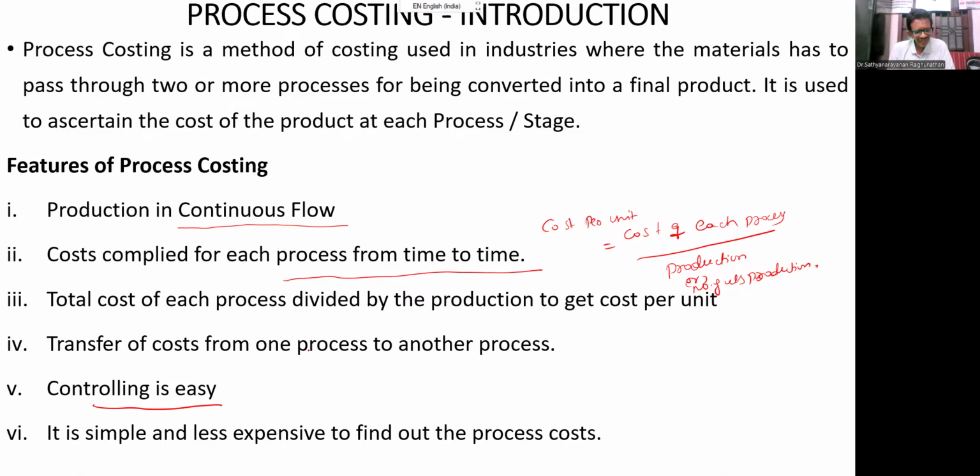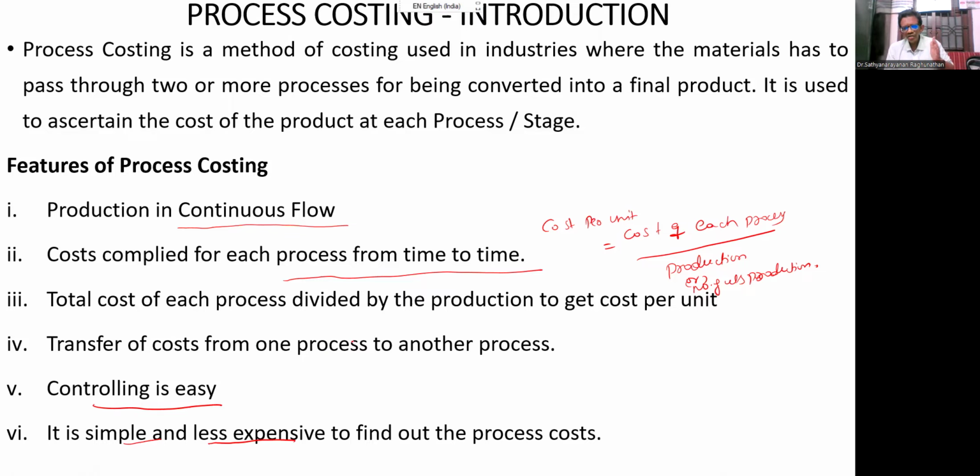And then it is simple and less expensive to find out the process cost. Because you are going to prepare the process costing at different stages, right? So in such a situation, for process one account, what is the cost per unit? For process two account, what is the cost per unit? For process three account, what is the cost per unit? For process four account, what is the cost per unit? So it is very easy to find, and then you can save much time, you can save the expenditure. So it is very easy and simple to calculate.